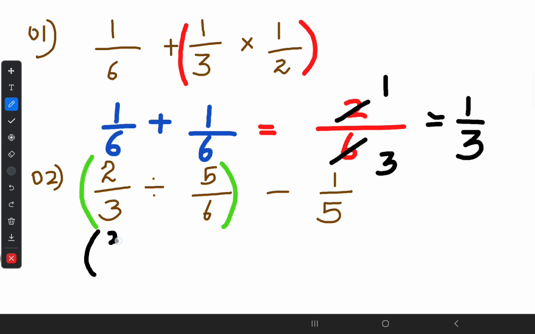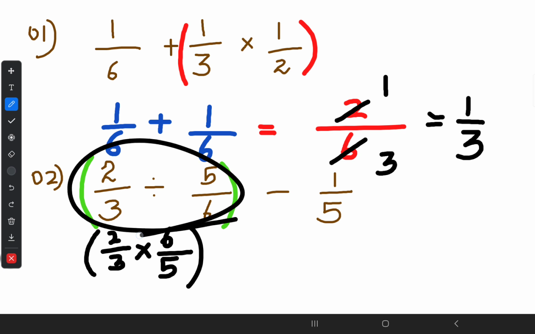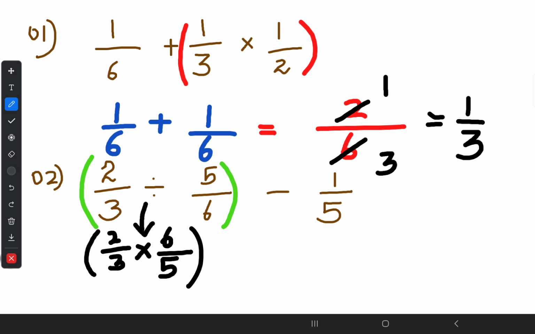That means 2 upon 3 multiplied with the reciprocal of the right side fraction, so it will become 6 upon 5. Here you just made the division a multiplication. In division we cannot do the division itself, so we have to convert division to multiplication, then after that we can do the operation between them. Minus 1 upon 5 remains the same as it is.